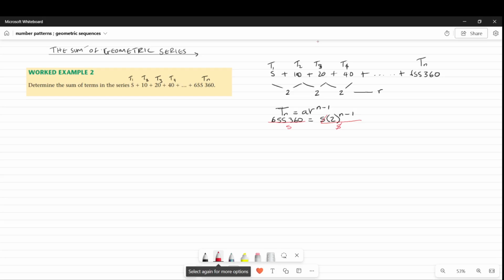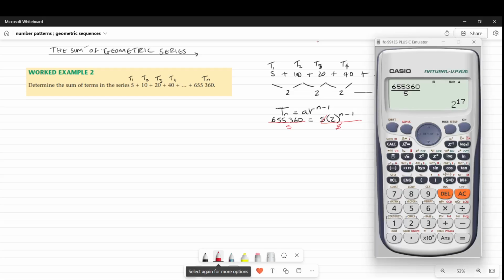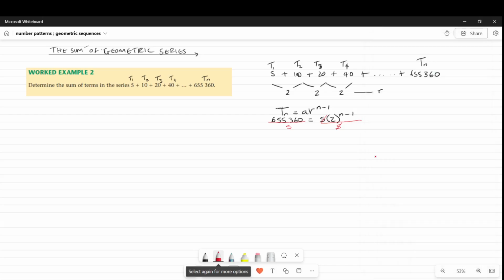Now you're going to pick up a calculator and punch this in. Once you're done punching, it's going to give you 131072. So you have 131072 is equal to 2 to the power of n minus 1.